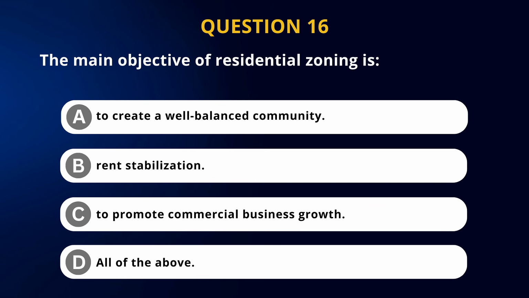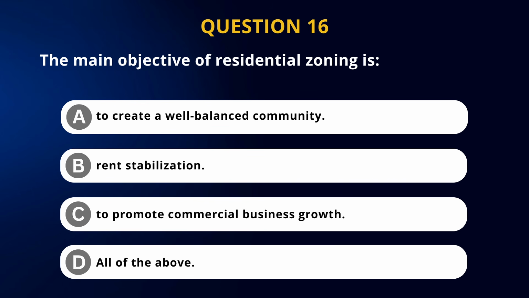Question number 16. The main objective of residential zoning is, letter A, to create a well-balanced community. Letter B, rent stabilization. Letter C, to promote commercial business growth. Letter D, all of the above.